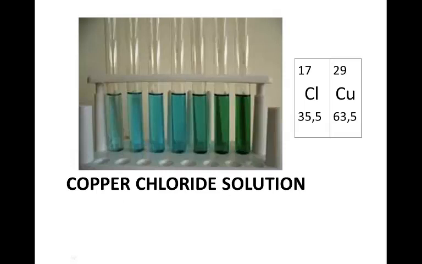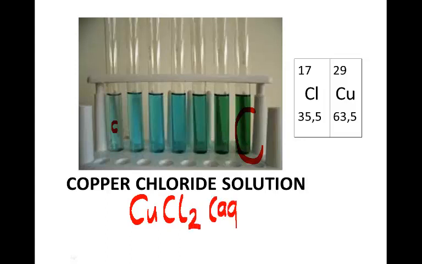Let's look at how to calculate the concentration of copper chloride solution. Here you can see some pictures of different concentrations. This one has a low concentration. It's a weak solution of copper chloride. This has a high concentration. It's a strong solution, meaning there's a lot of copper chloride per volume in this last one. There's little copper chloride per volume of solution in this first one. The formula of copper chloride solution is CuCl2, aqueous.